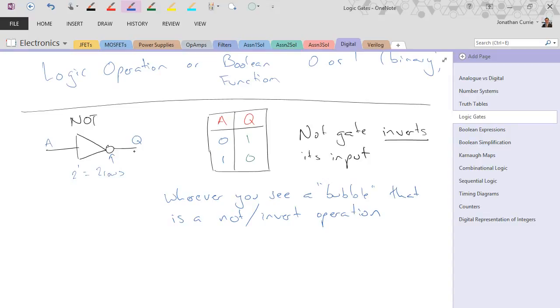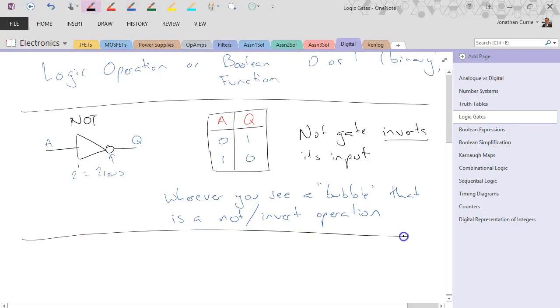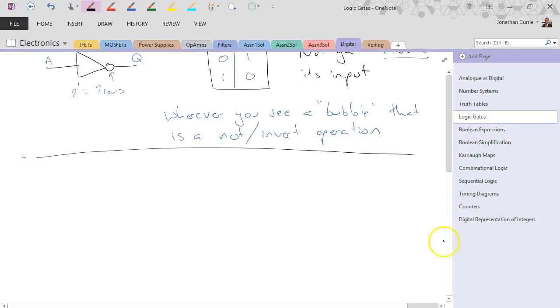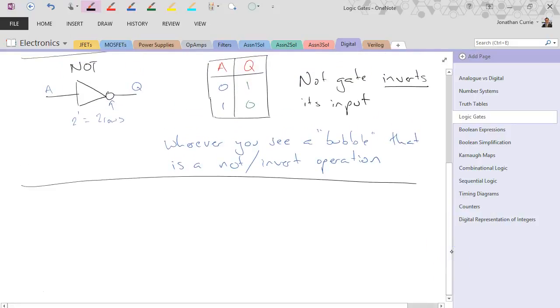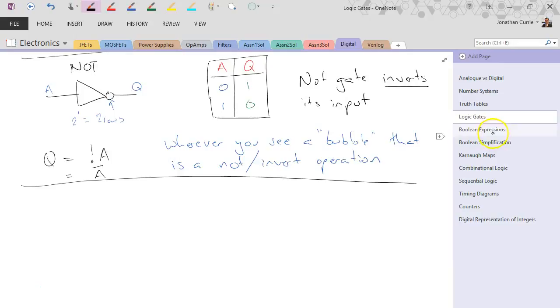So that's the simplest gate, and it performs a very simple operation. And that could be written as Q equals not A, or A with a bar over it. And we're going to get onto these shortly when we have a look at the Boolean expressions. But just for now, these are the Boolean expressions related to them.